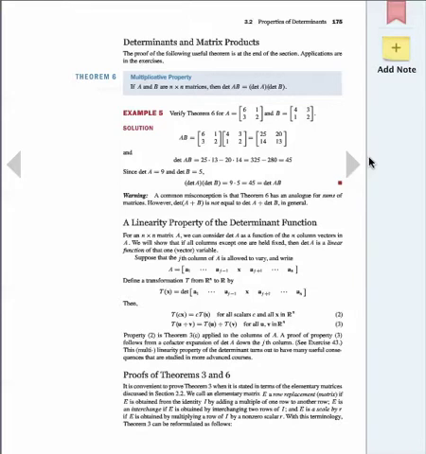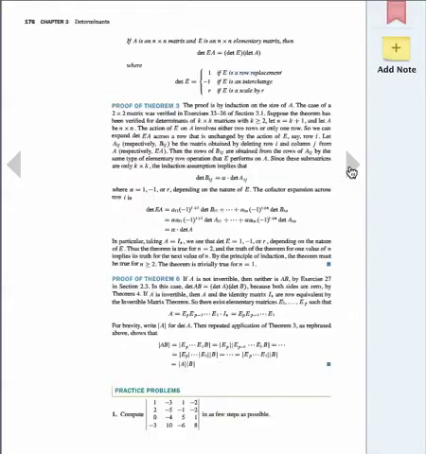And the book does go into proofs of some of the major theorems here, but you don't have to worry too much about them. Again, they use elementary matrices. This might be interesting to some of you, but I wouldn't put much stock in it. The main takeaway here is, how do you compute determinants?